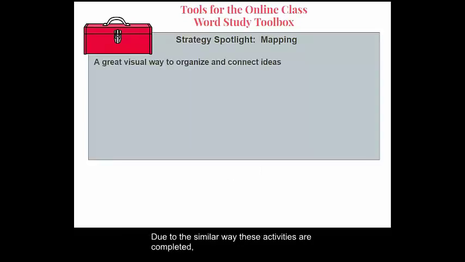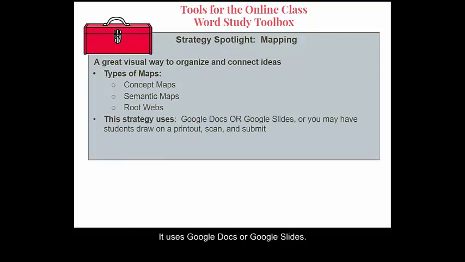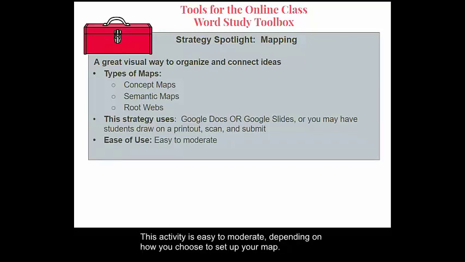Due to the similar way these activities are completed, this module groups together a few activities. These are all great ways to visually organize and connect ideas. The types of maps in this module will be concept maps, semantic maps, and root webs. It uses Google Docs or Google Slides. You may decide to have students draw their root web, semantic map, or concept map by hand. This activity is easy to moderate depending on how you choose to set up your map.